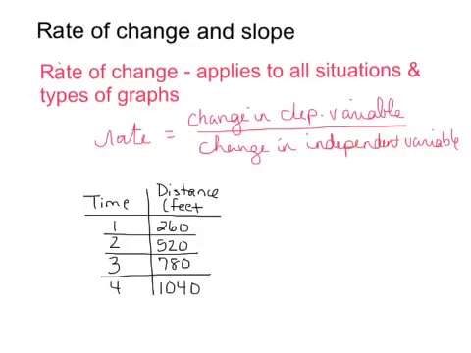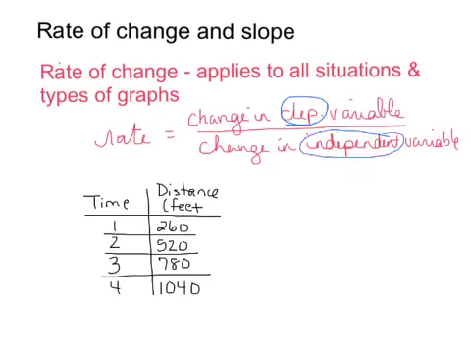In this video, we're going to take a look at rate of change and slope. They're really the same thing. Rate of change applies to all situations and types of graphs, where slope will only apply to a linear equation. The slope is one specific type of rate of change, so rate of change is the more broad category. Rate of change will always be the change in the dependent variable divided by the change in the independent variable.